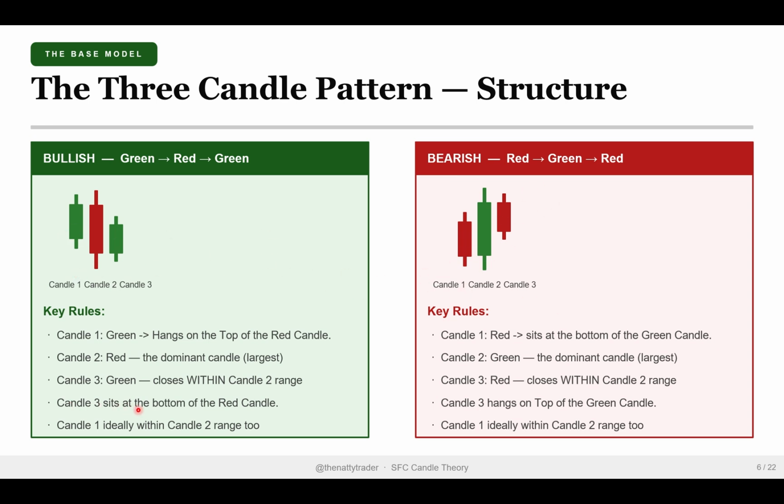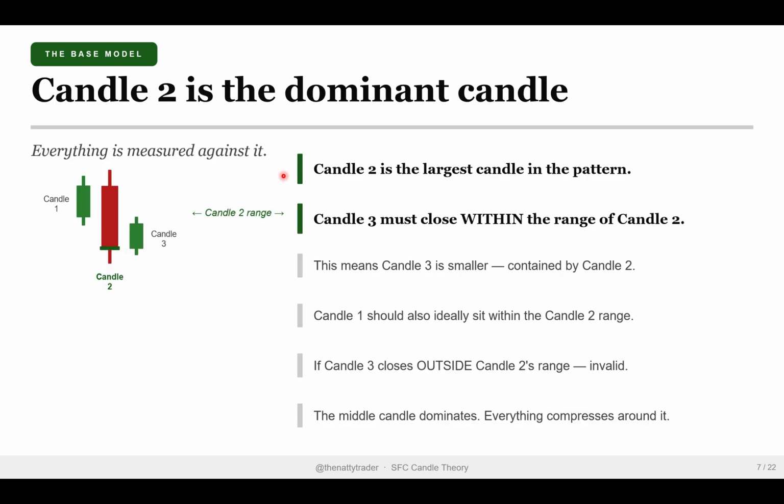And then candle 3 sits at the bottom of the red candle, which is around here. Candle 1 ideally within candle 2 range too. This last point basically means both of these ranges have to fall under the second candle's range, okay? And the same thing with here with just the opposite sense. The first candle has to sit on the bottom, the third candle has to sit on the top, and the second candle is the largest, and both of the first and the third candle have to be within the range of the second candle. Second candle is the dominant candle, okay?